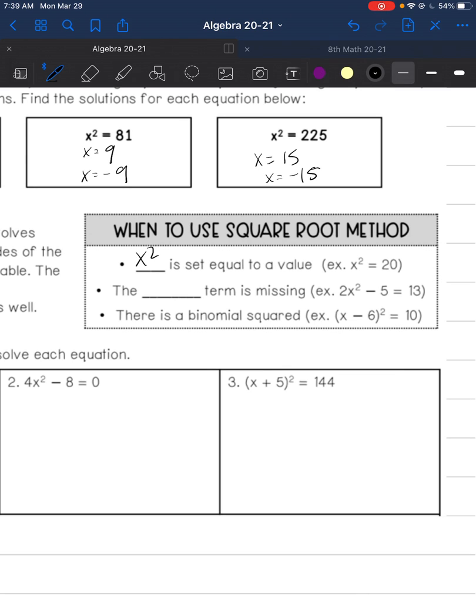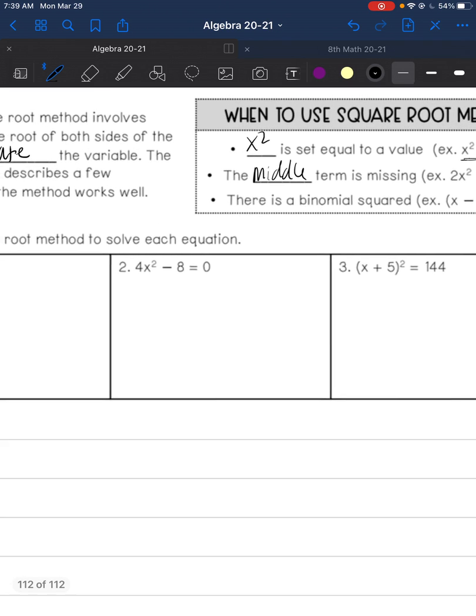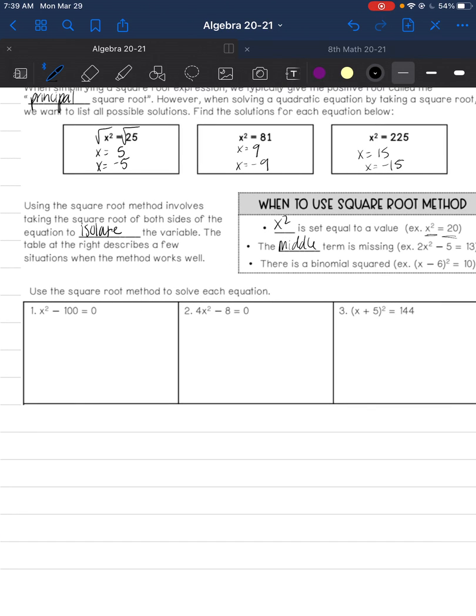The x squared is set equal to a value. So on solving using factoring, we wanted it equal to 0. On this one, we want it equal to a number. The middle term is missing, or there's a binomial squared. So we're going to practice each of these methods right here. And then this will be the end of our notes after we do this. So if you have more questions on it, we can work on the practice together in class, or I can help you with the assignments.